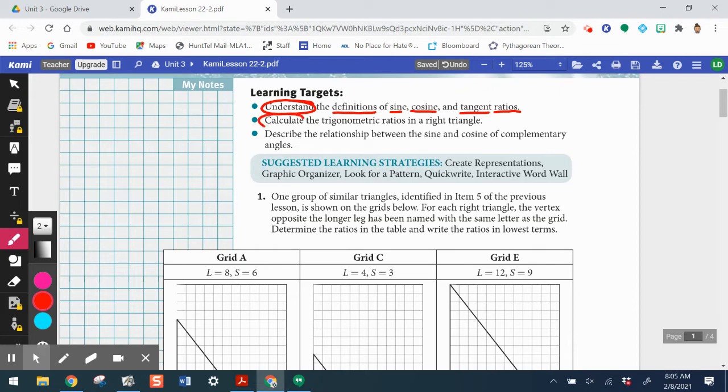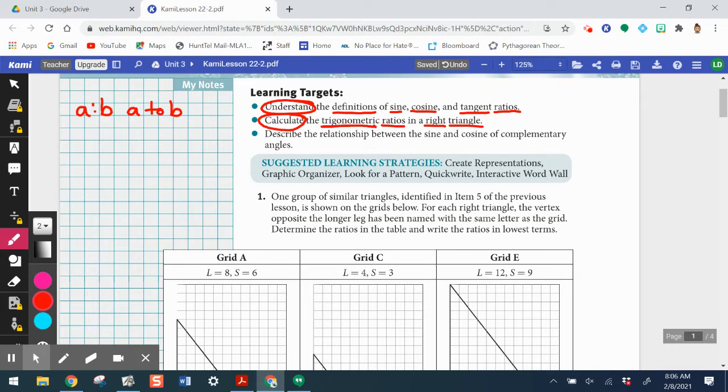Then we are going to calculate the trigonometric ratios in a right triangle. The trigonometric ratios. And remember, a ratio really is just a comparison of two numbers. And we're probably going to have some very specific numbers that we compare. And oftentimes in math, the way we write ratios, we could write it A to B. We could actually write it out A to B.